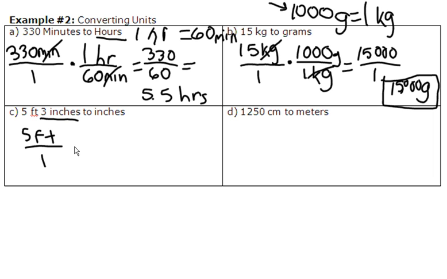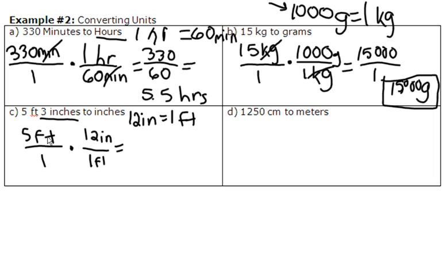So I start with what I'm trying to convert. So I put 5 feet and I make it over 1. I know from my conversion chart that 12 inches is 1 foot. So that's what I'm going to use for my next fraction. Since I want to go to inches, the 12 will go on top. The 1 foot goes on bottom.